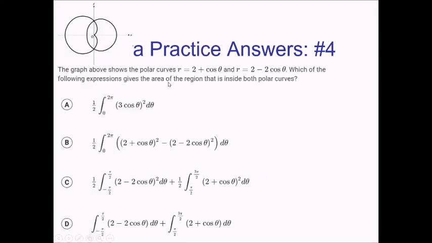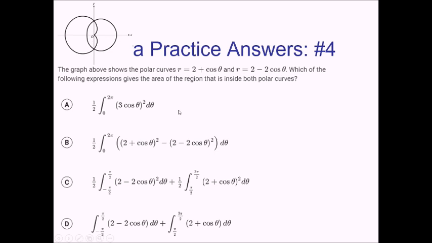On this problem, I have a graph of the polar curves r equals 2 plus cosine of theta and r equals 2 minus 2 cosine of theta. We want to know which of these gives an expression for the area of the region inside both curves. So this little sort of heart-shaped area in here, but it's not really a true heart shape, whatever you want to call it, that area.